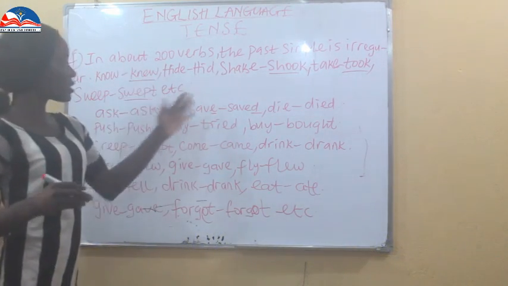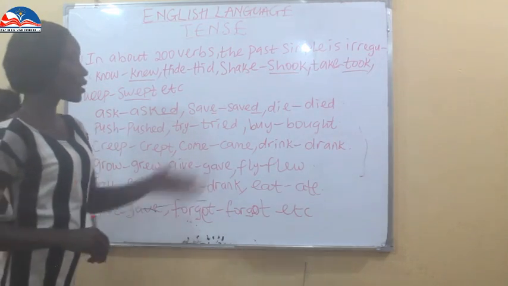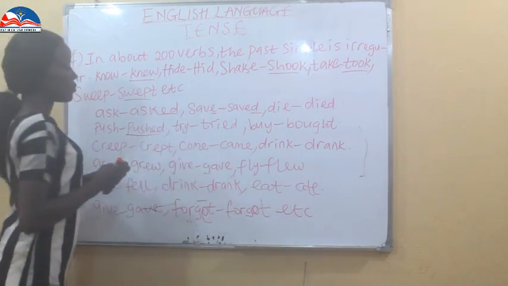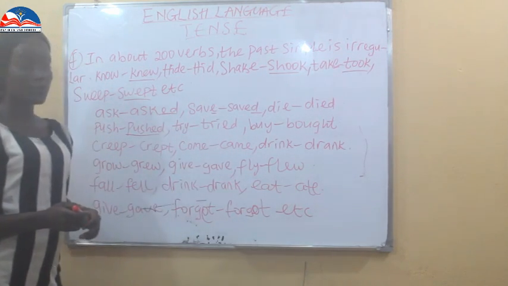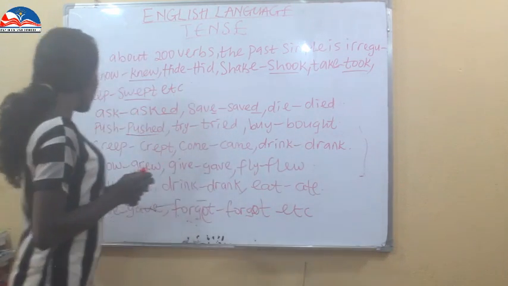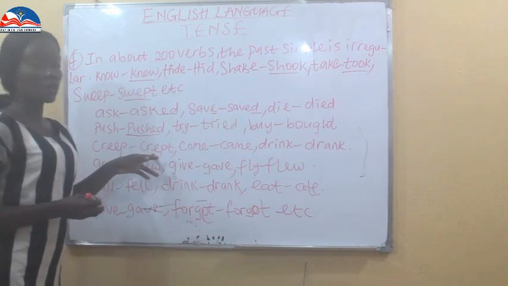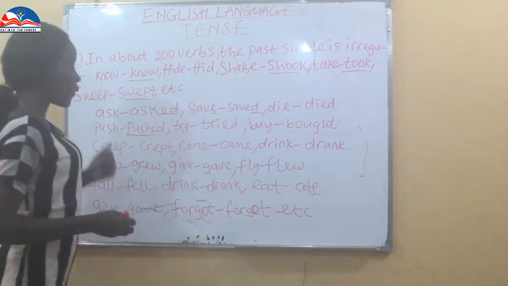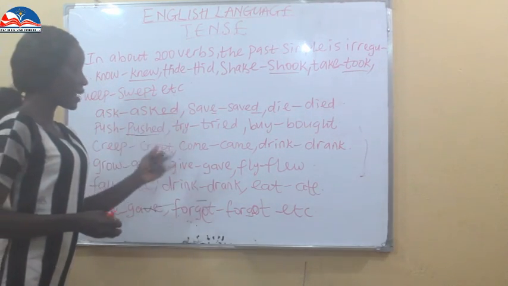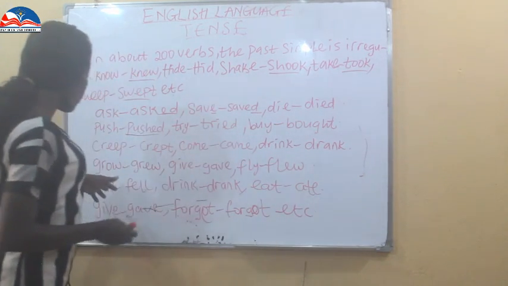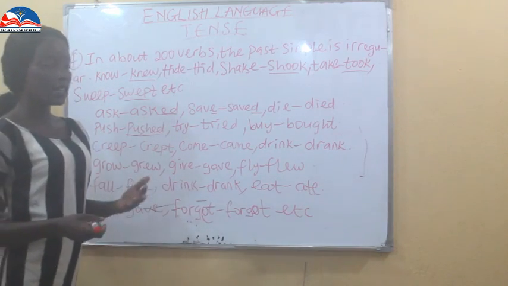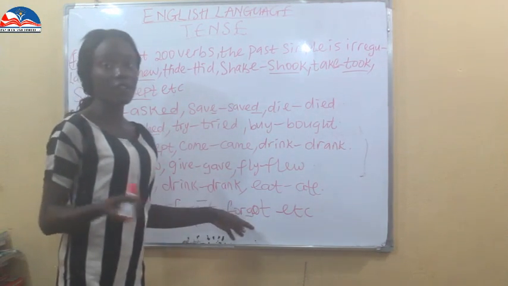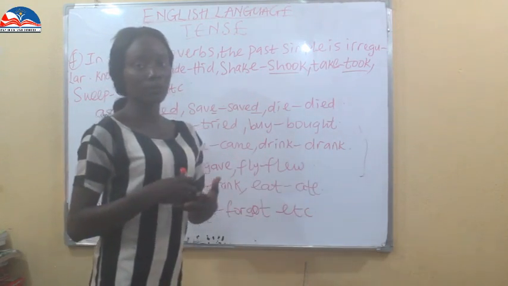Irregular verbs. Now we have save becomes saved. Die becomes died in the past form. Push becomes pushed. Try changes to tried. Buy changes to bought. Creep changes in its past form to crept. Now we have come, came; drink, drank; grow, grew; give, gave; fly, flew; fall, fell; eat, ate; forget, forgot. All these are examples of the past form, the simple past.